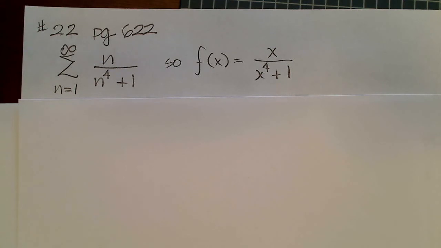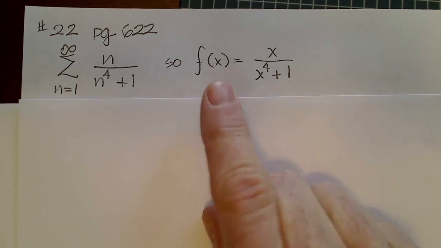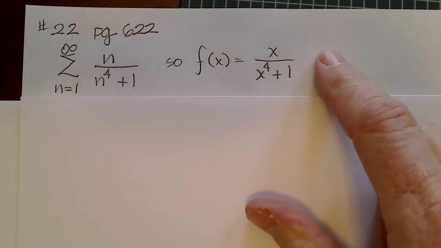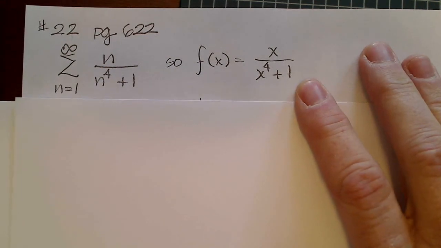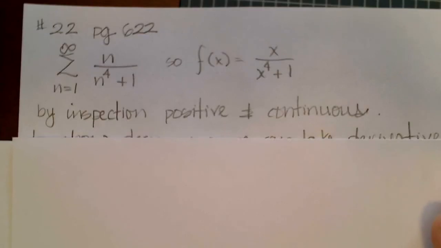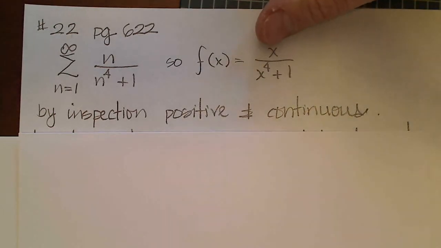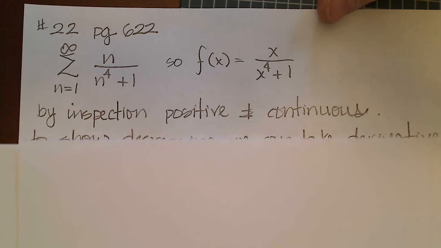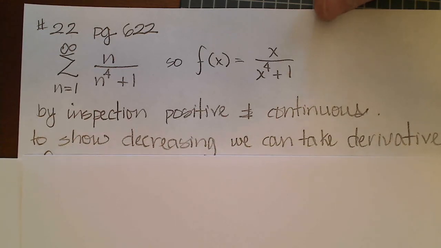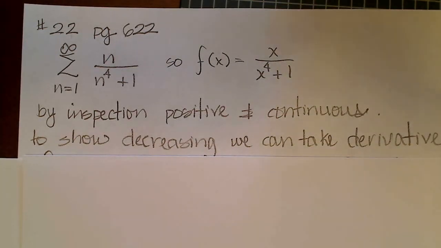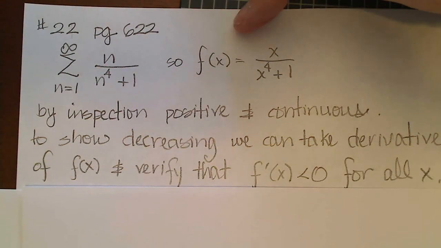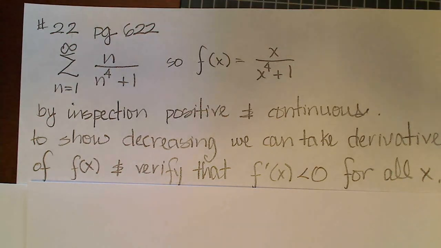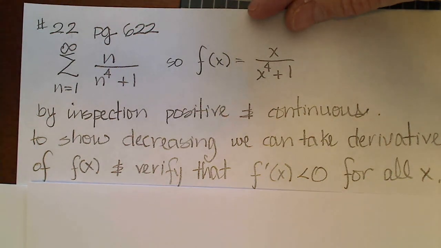Well, here we see that f of x, my function, can be written as x over x to the 4th plus 1. So then, by inspection, we see that it's positive because I'm using values for x from 1 to infinity, and it's continuous because the denominator is never 0. But let's take a look at how to show it's decreasing. Well, we can do that by taking the derivative of f of x and verifying that f prime is going to be less than 0 or negative, which means it's decreasing for all x.